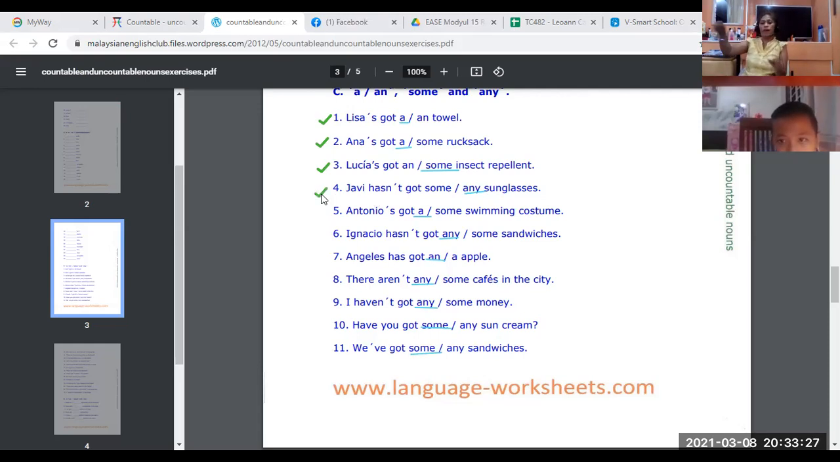Very good, Keo. Javi hasn't got any sunglasses. And teacher is wearing the sunglasses.